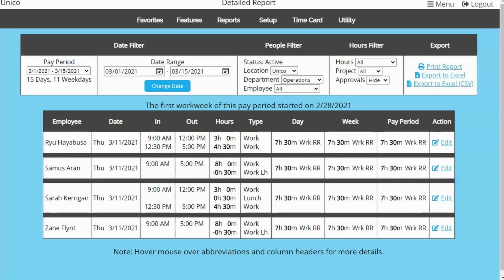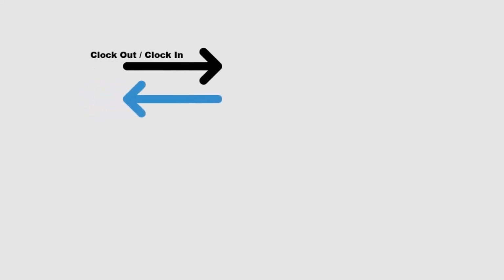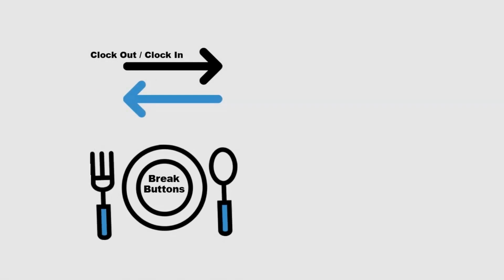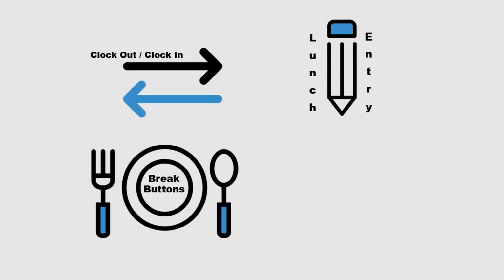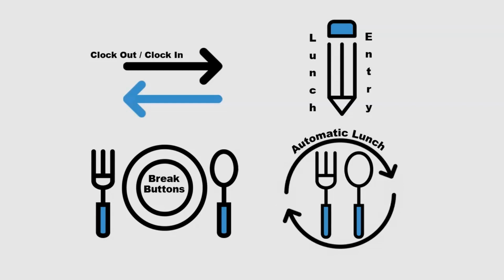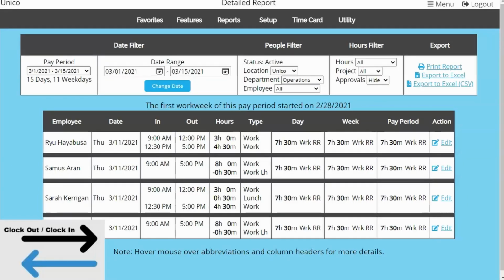In the Easy Time Clock system, there are 4 options for tracking unpaid breaks or lunches. Having the employee clock out, then back in upon return, break and lunch buttons, lunch deductions, and auto lunch deductions. Some companies have employees clock out when they go to lunch and then back in when they return.